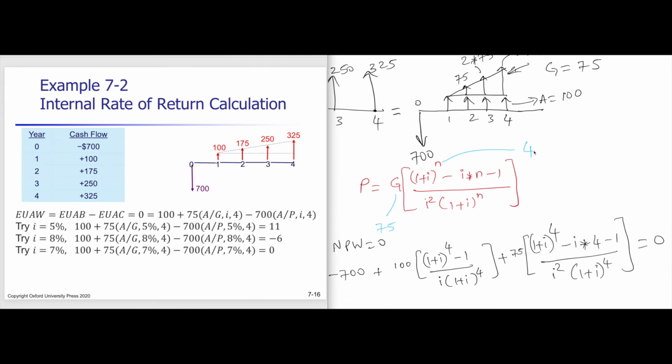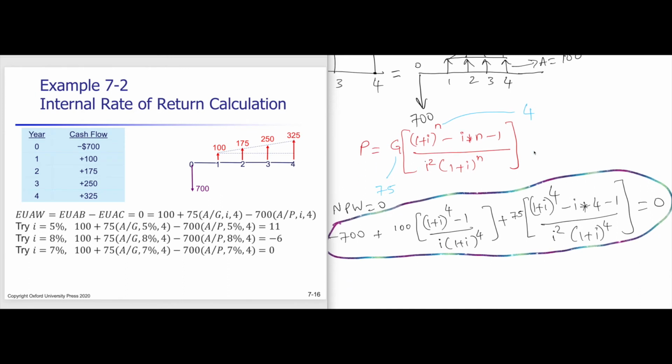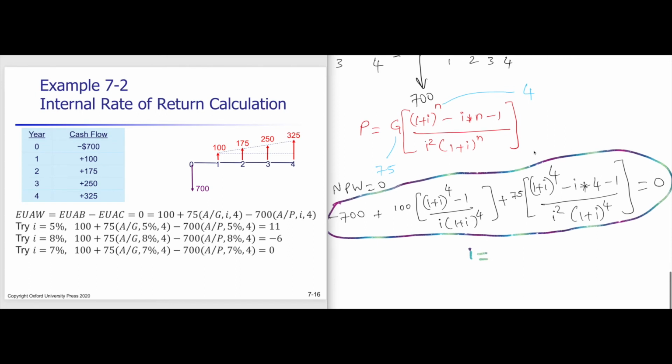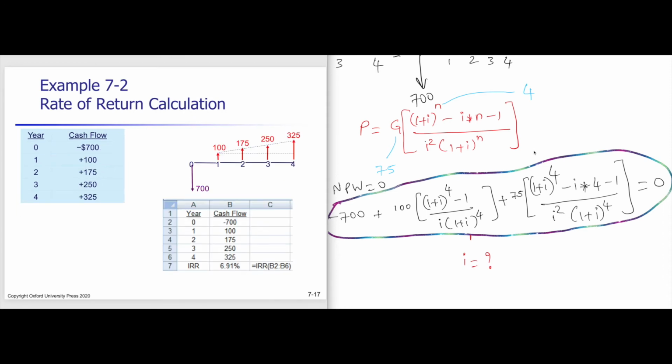So when we solve for this equation, then we get what is I. And then we're supposed to get what is I from solving this equation. Seems that we should get, how much should we get?